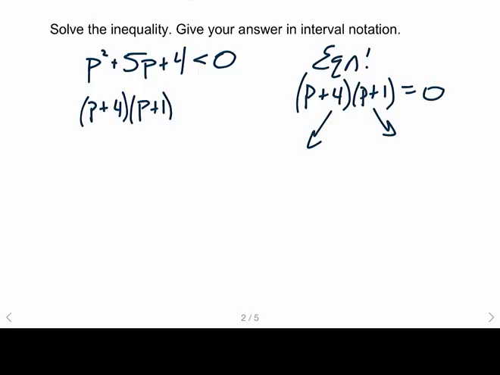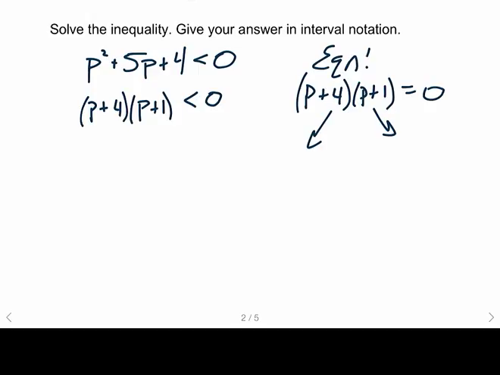But I'm going to write down that p plus 4 times p plus 1 is less than 0. I do not get to split this up into two inequalities because it's important how these factors interact with each other. You'll see what I mean, hopefully, in just a minute.